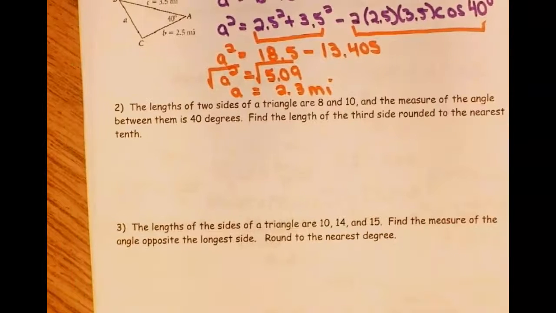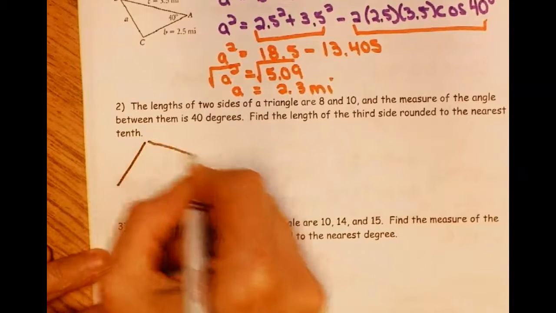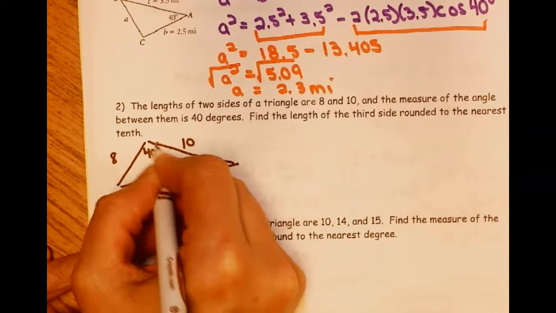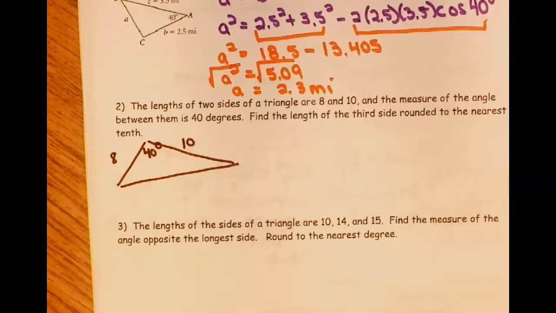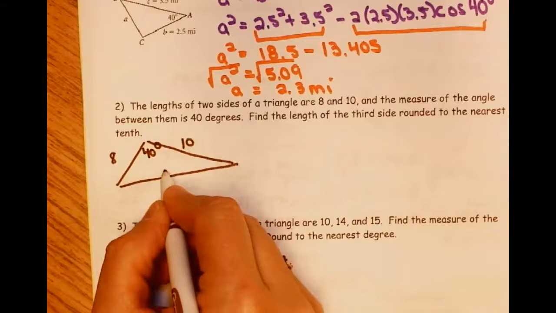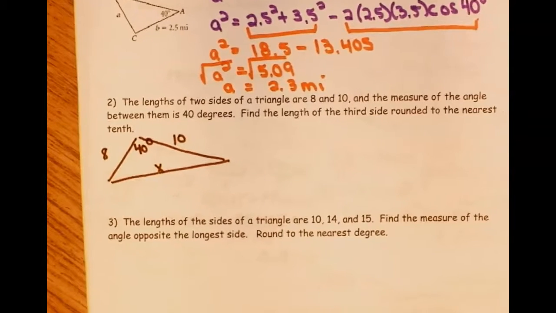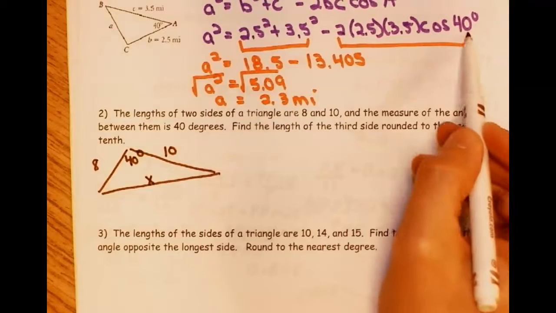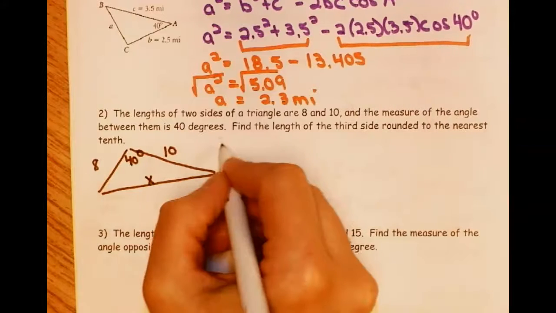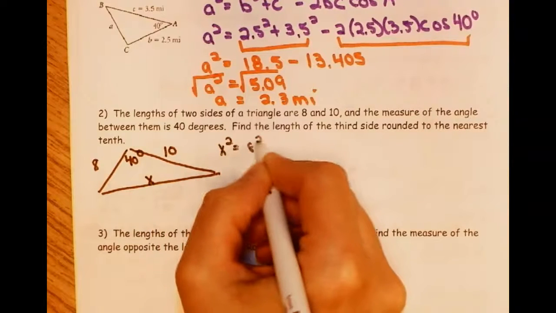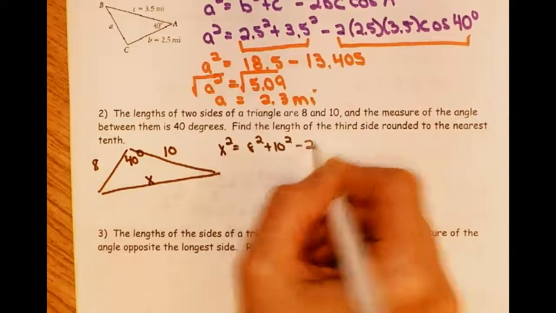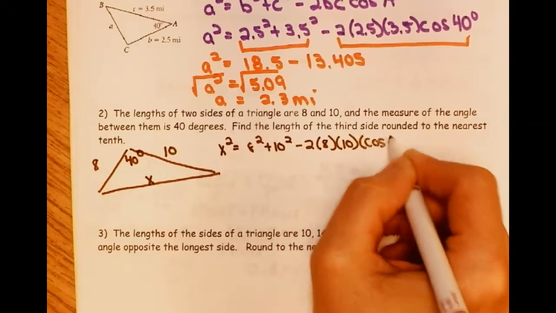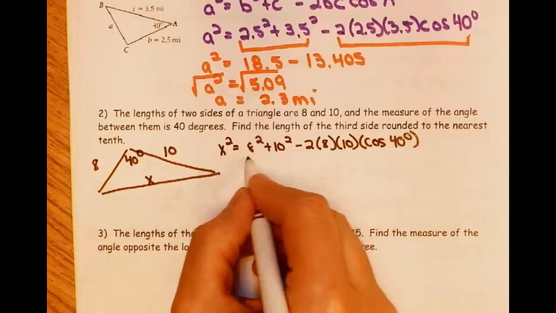Okay, the second one is pretty much similar to it. It says we've been given two sides. One of them is 8, one of them is 10, and again, I have the angle in between. I'm looking for the length of the third side. So let's label this x. Remember what we talked about in the formula: whatever I place here, the angle across from it is going to go here. We've got then x squared equals 8 squared plus 10 squared minus 2 times 8 times 10 times the cosine of 40 degrees. And again, I'm going to chunk it up.